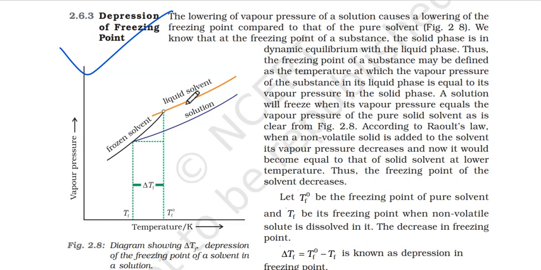We know that at the freezing point of a substance, solid is in dynamic equilibrium with the liquid phase. Thus, the freezing point of a substance may be defined as the temperature at which the vapor pressure of the substance in its liquid phase is equal to the vapor pressure in the solid phase. Agar do states coexist kar rahe, to vapor pressure jo liquid phase pe hoga, wohi vapor pressure iska solid phase mein bhi hona hai. Ab ye in dono ke beech mein, we have now a solid and we have a liquid. Freezing point mein, in do mein, it is going to coexist.